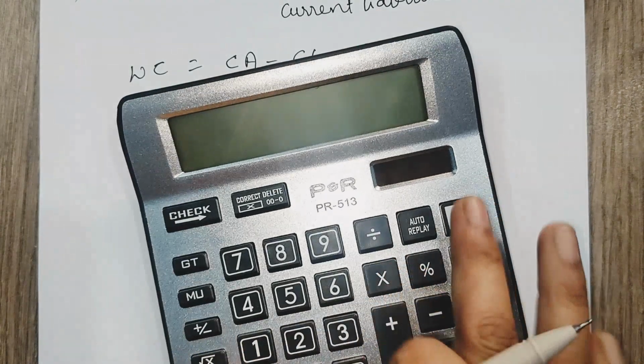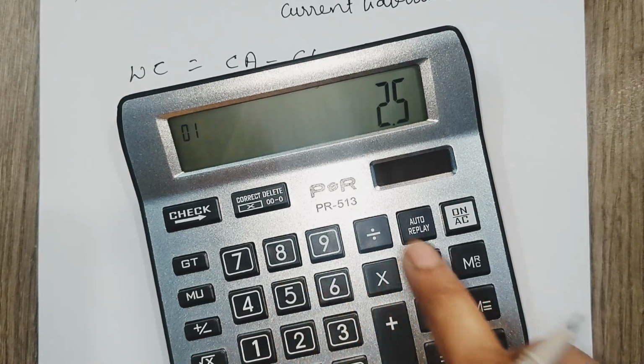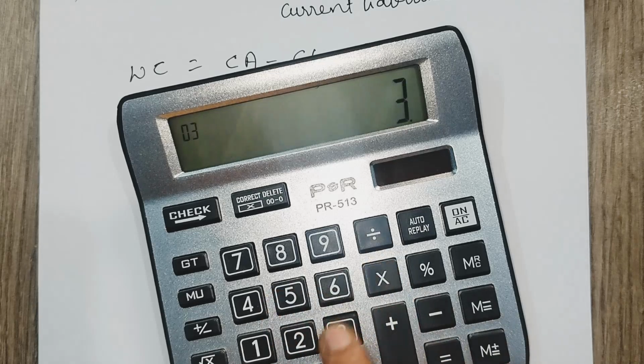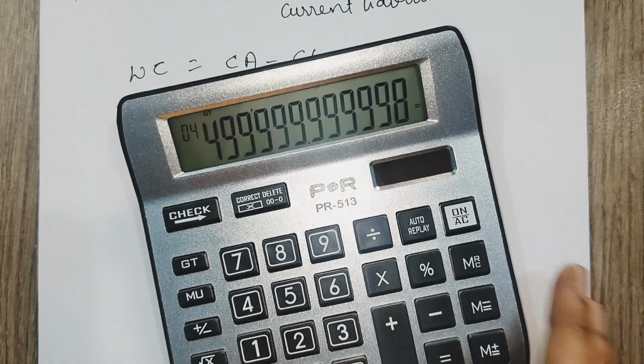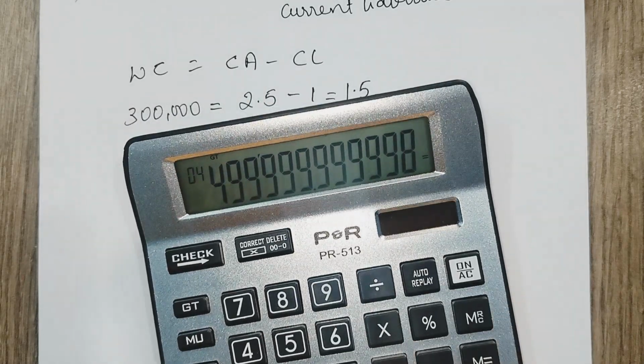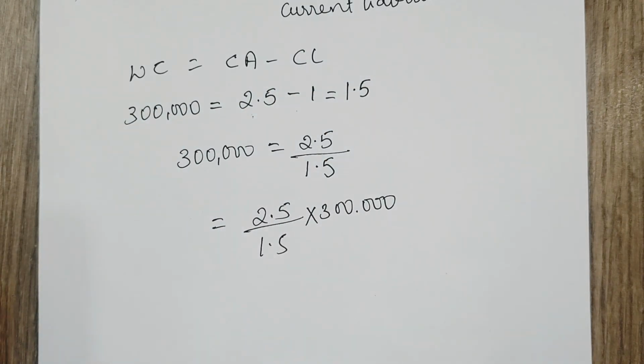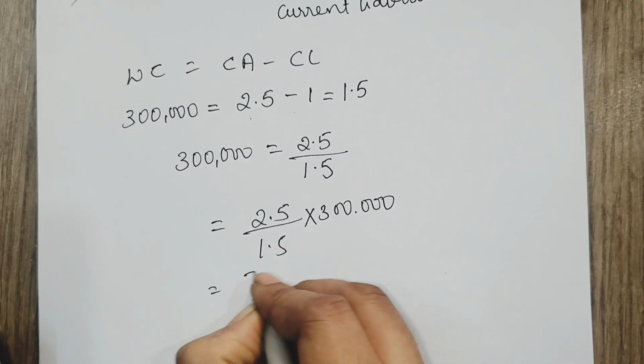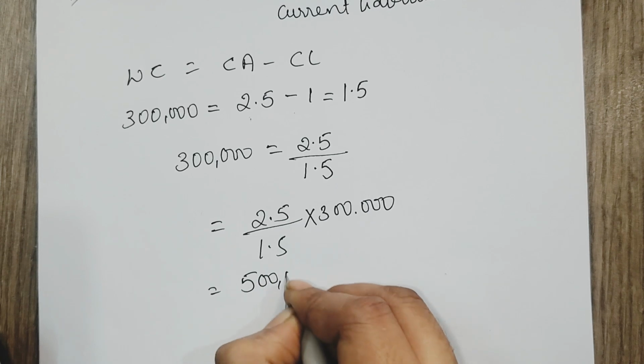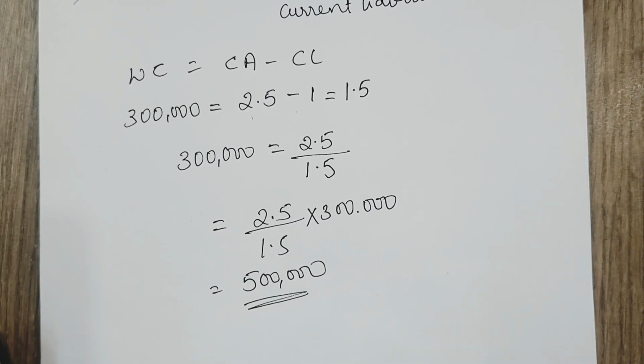Let us calculate. 2.5 divided by 1.5 into 3 lakh. That is 4,99,999.99, so we'll make it 5 lakh. Now this 5 lakh is the total current assets we have found.